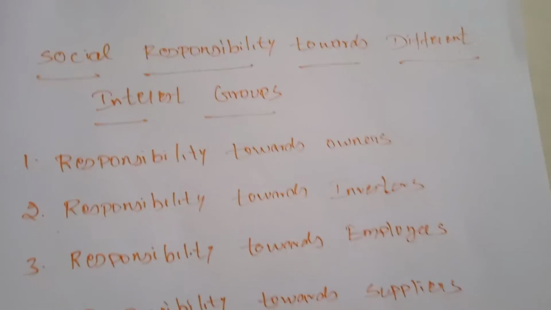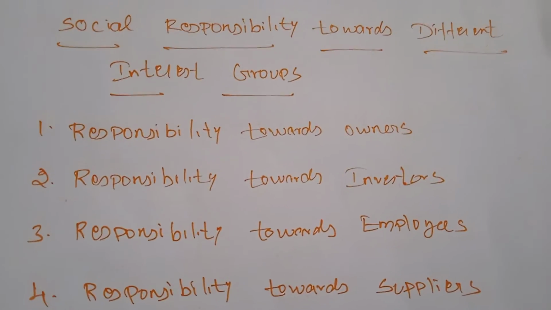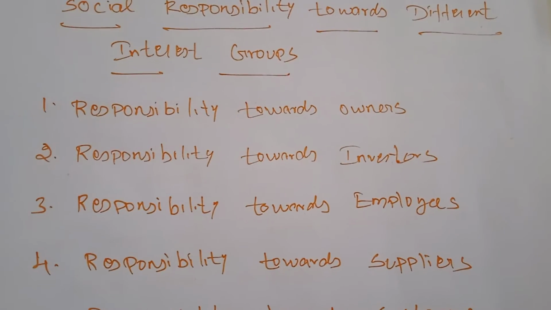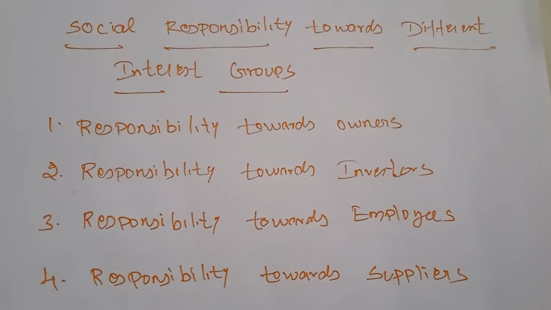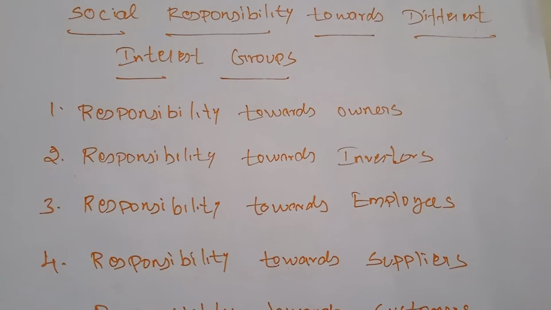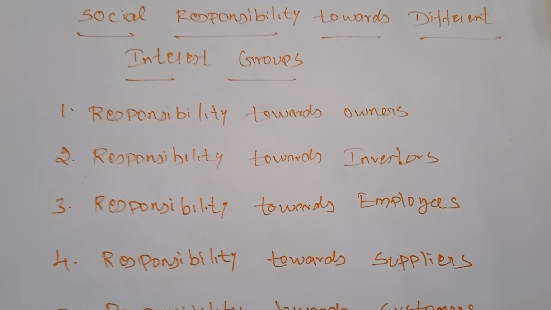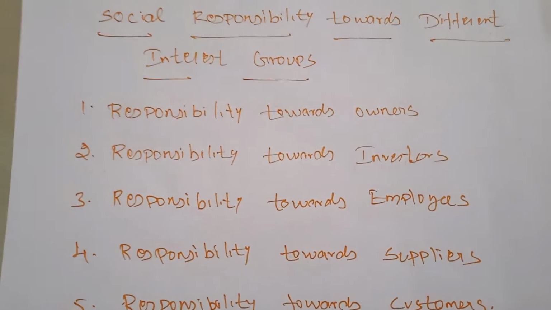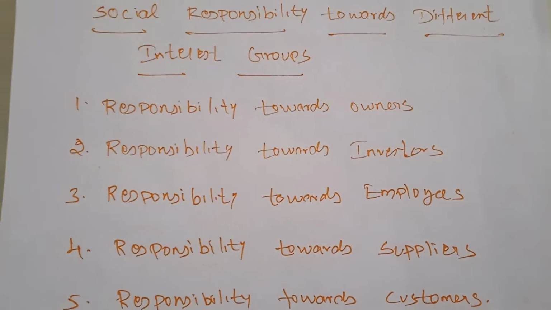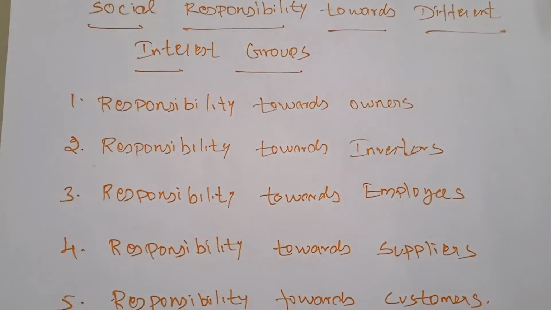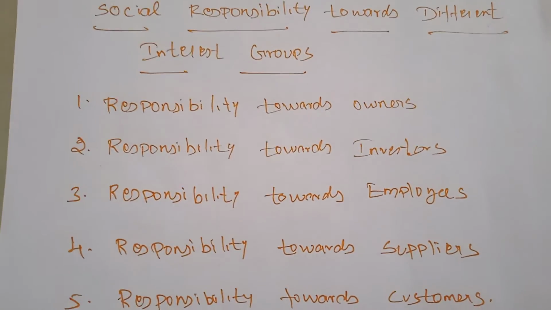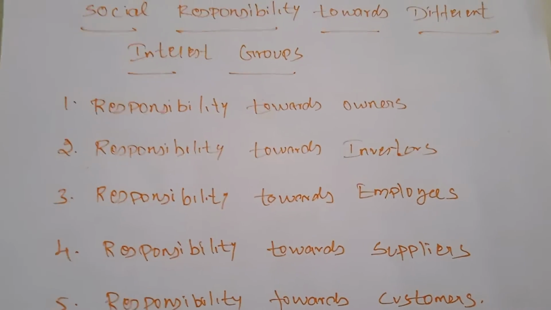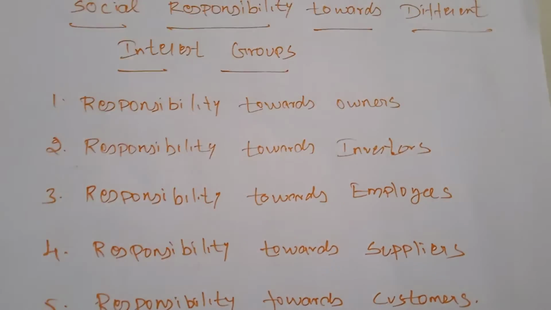Next, social responsibility towards the different interest groups. The business organizations have to take responsibilities for different types of people. After identifying the concept and importance of the social responsibility of business, we look at the various responsibilities that a business has towards different groups with whom it interacts. The business generally interacts with owners, investors, employees, suppliers, customers, competitors, government, and society. They are called interest groups because by each and every activity of business, the interest of these groups is affected directly or indirectly.